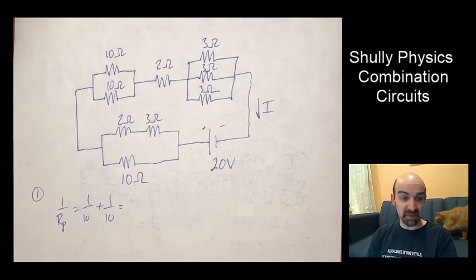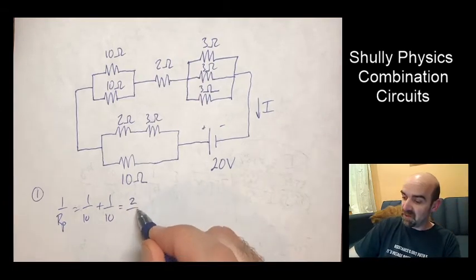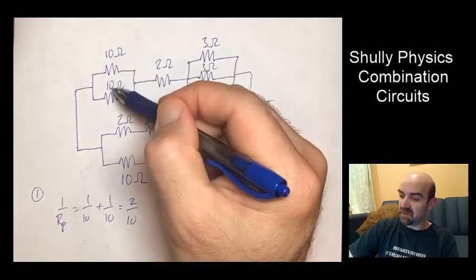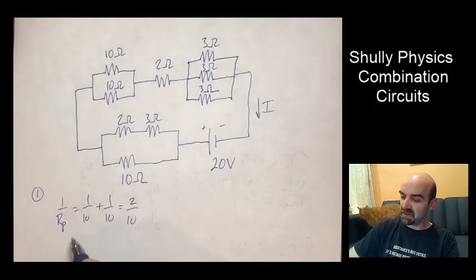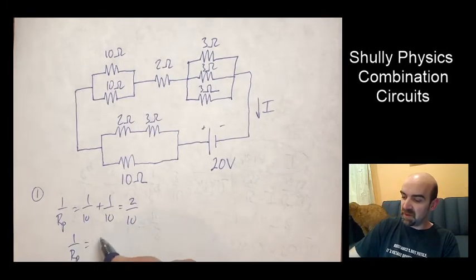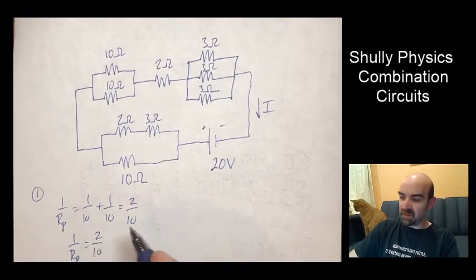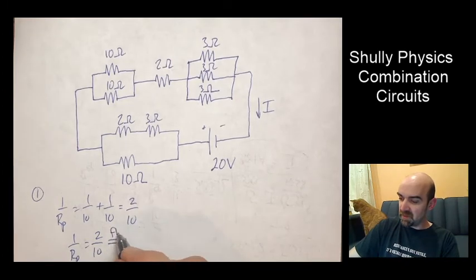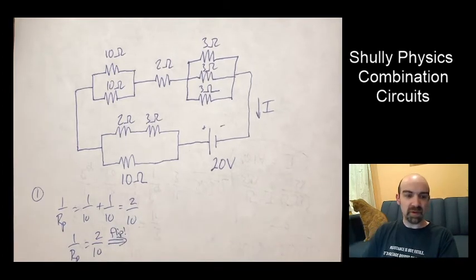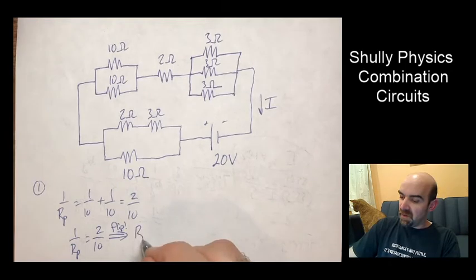Now you notice when we take 1/10 plus 1/10, we're going to get 2/10. So again, we're back up here. 1/10 plus 1/10 is 2/10. So 1 over Rp is 2 over 10. So we flip that, flip, and we get Rp over 1 is 10 over 2.